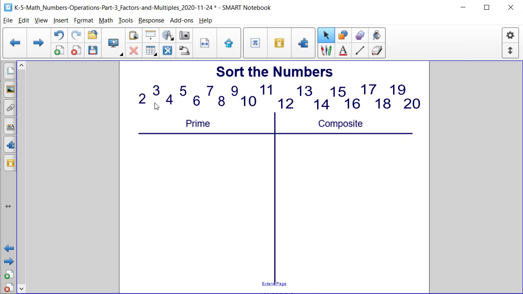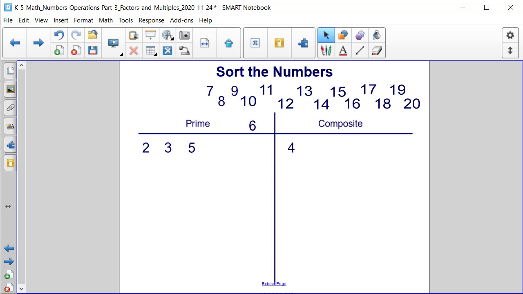Let's try to sort our numbers as prime or composite numbers. Let's just start from the bottom and work our way up. Well, 2, the only factors of 2 are 1 and itself, so it is considered to be prime. 3 is similar. Its only factors are 1 and 3. 4 is divisible by 1, itself, and 2, and the extra factor of 2 makes it a composite number. 5, the only factors are 1 and 5, so it is a prime number.